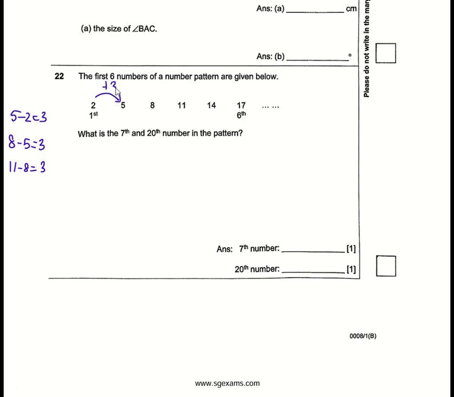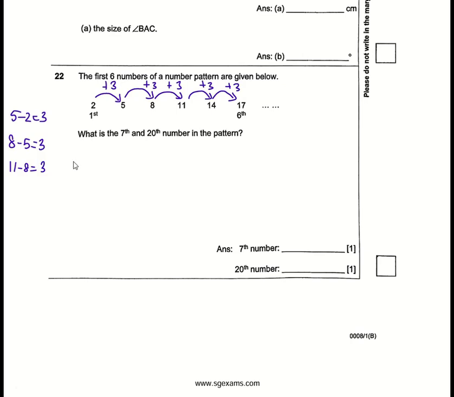So basically 2 plus 3 gives me 5. 5 plus 3 gives me 8. 8 plus 3 gives me 11, and so on. So the common difference is always plus 3. These kinds of sequences or patterns are called arithmetic progressions, where every subsequent number is obtained by adding a common difference, that is in this case 3. What is the 7th and the 20th number in the pattern? Now we'll do a traditional way of solving it, and I will also tell you a shortcut for these kinds of problems as well.